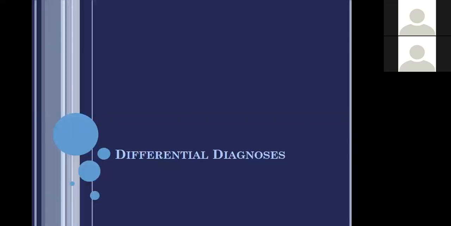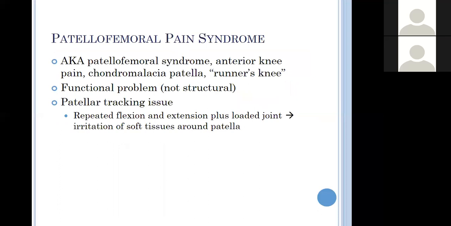So when we talk about differential diagnoses, the most common, hands down, is called patellofemoral pain. It's also called anterior knee pain, chondromalacia patella, runner's knee, but it's a functional issue and not a structural one. So it's a patellar tracking issue with repeated flexion and extension with a loaded joint, causes irritation of the soft tissues around the patella. So if they're just sitting and they're extending their knee, they probably don't have a lot of pain. But anytime you put weight on that knee, such as stairs, squats, lunges, that's what causes that pain.